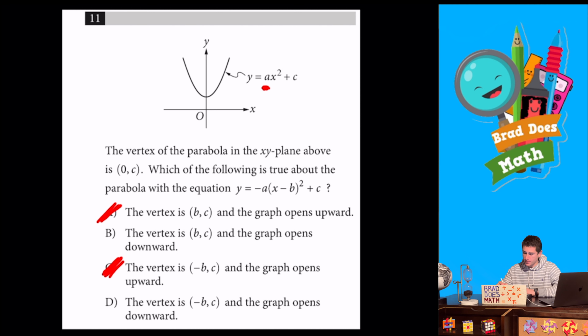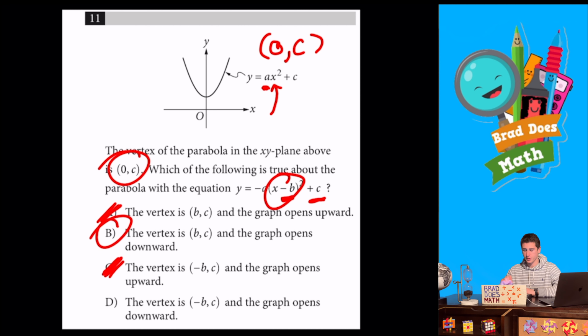Now to get the vertex, you flip this sign, so positive b, keep this sign the same, comma c. So b, comma c would be the vertex here. Since we don't have a number like b in the other equation, this would just be 0, comma c for the vertex, and that they actually told you. So the vertex we get from the number with the x, and then the number added on at the end. Just don't forget, you flip the sign here. It's really easy to pick D as a trap answer.